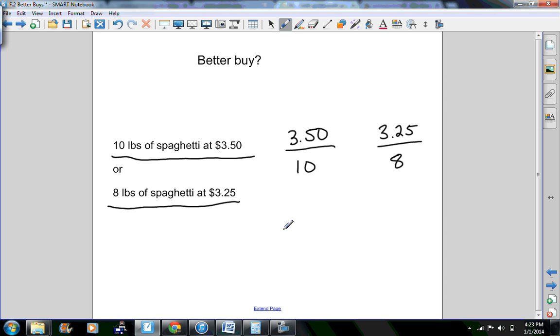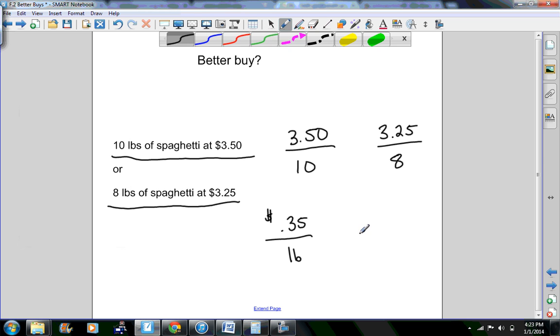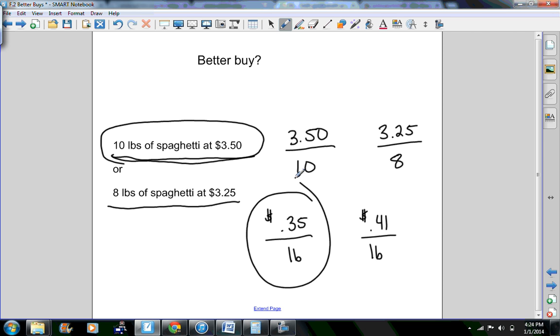Well, the one on the left, that's just $0.35 per 1 pound. The one on the right is a little bit tougher, it is 41 cents per pound. And in this case, which is a better buy is asking which is cheaper. Therefore, this top one's cheaper because of that work down there. Okay, so the key here, you have to show the work down here on the bottom, and then make sure you tell me which one the answer is.